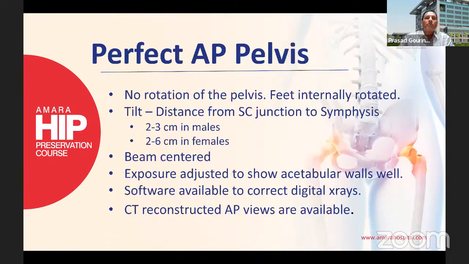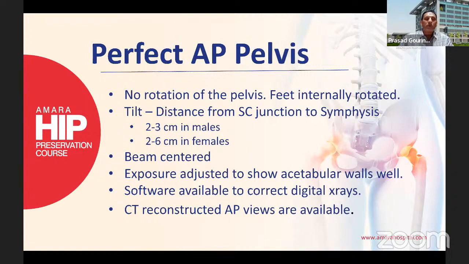So what's a perfect AP pelvis? In a perfect AP pelvis, you don't want any rotational deformity. So both hips should be nicely aligned with the central sacral line or the spine. You want the feet internally rotated so that you can see the profile of the neck. That's not ideal, but it's a good idea to get the feet internally rotated to look at the full length of the neck. Pelvis also has a parameter called tilt, the anterior tilt.